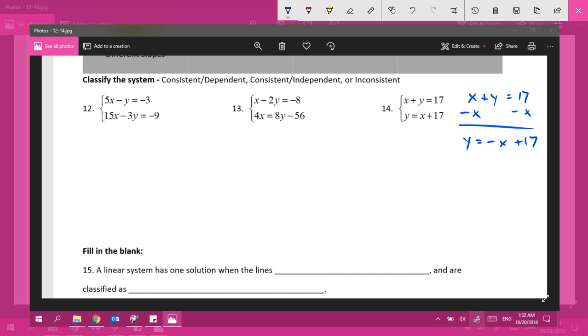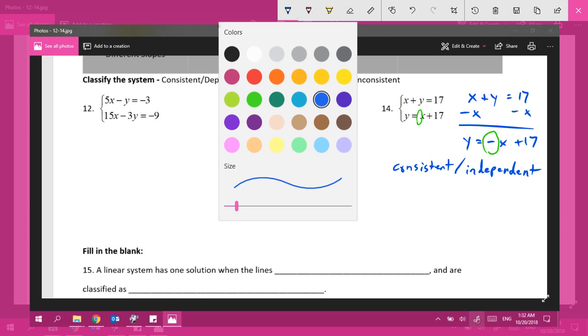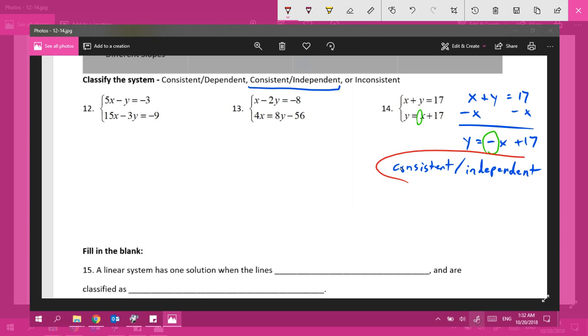So let's compare our slopes. Over here, we see there's nothing in front of the x, which means it's positive 1. Over here, we see the negative sign, so it's negative 1. So already the slopes are different, automatically independent. So our answer is right here because that's the only one that says independent. So consistent slash independent. And there would be one solution if they asked you that. And there we have it.